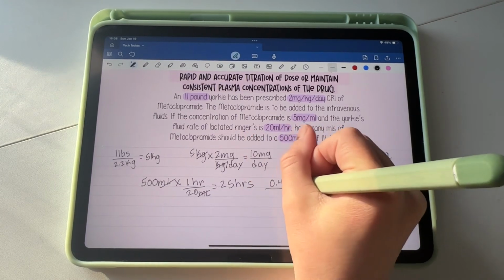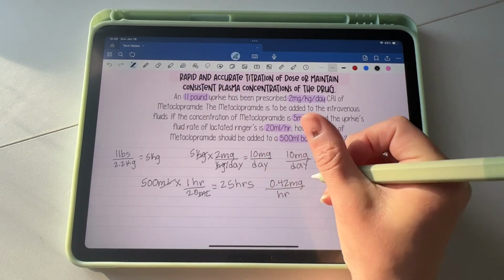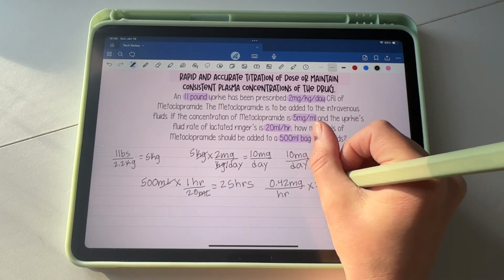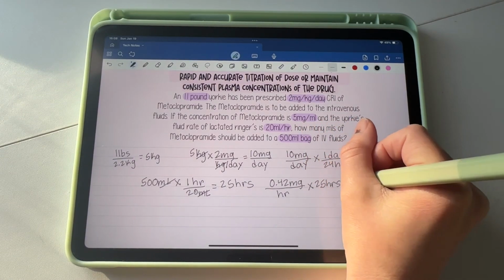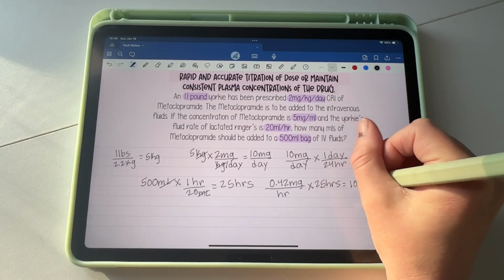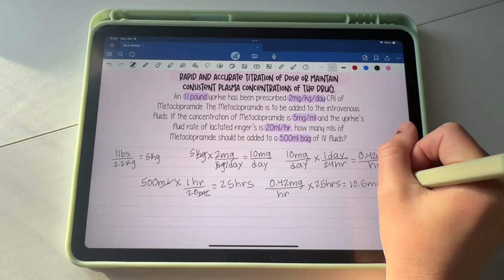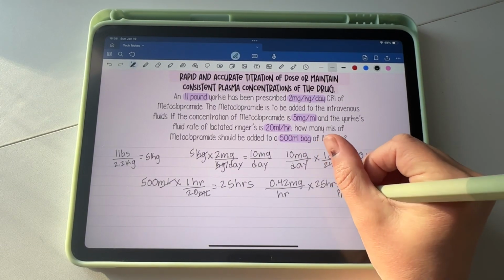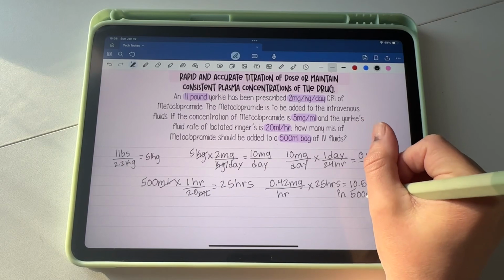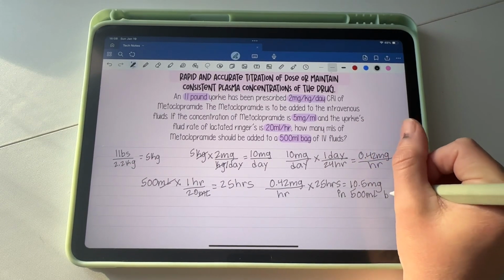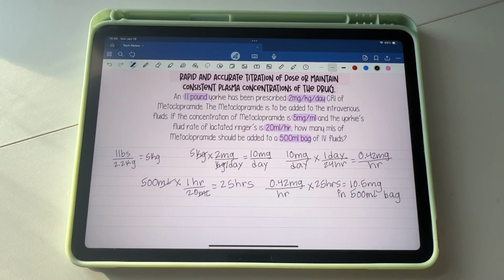The next thing we need to calculate is the mgs per hour of our total volume. For example, if your 500 milliliter bag of LRS will last you 25 hours and your patient requires 0.42 mgs an hour, we need to multiply the number of hours by the mgs per hour. For our CRI to last 25 hours, we're going to have to add 10.5 mgs in our 500 milliliter bag.